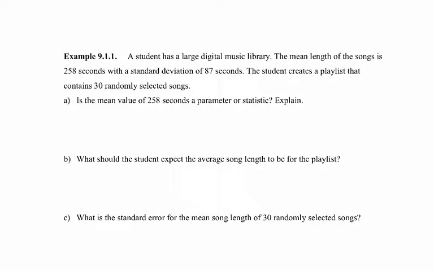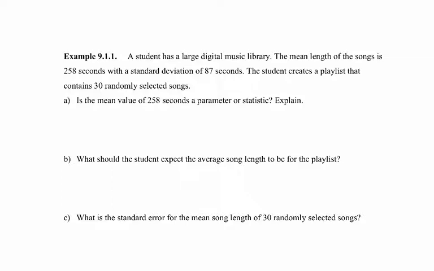The student creates a playlist that contains 30 randomly selected songs. Part A says, is the mean value of 258 seconds a parameter or a statistic? So the same rules apply. Remember, parameters are measurements that are made on the population. Statistics are measurements that are made on the sample.